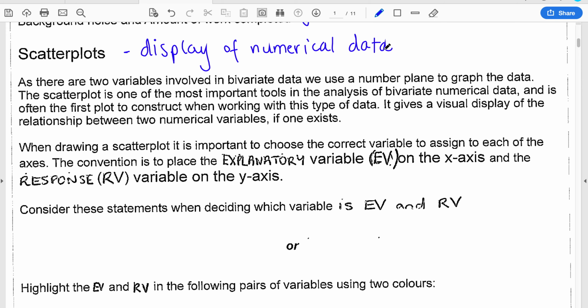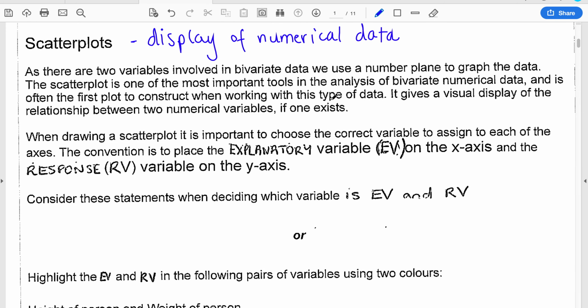When there's two involved, we use scatter plots, which are basically a number plane. So think of like an X and Y axis. And we use each of the data values. So there'll be two pieces of information, an X and a Y. We don't use X and Y though. We tend to use this language of EV and RV. So I'll get to that in a second. So really a scatter plot is your visual display.